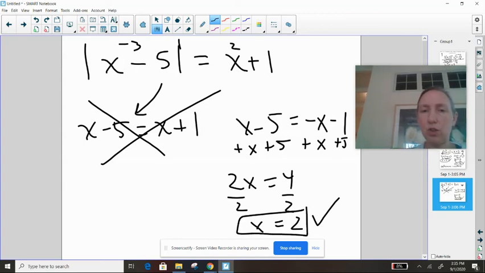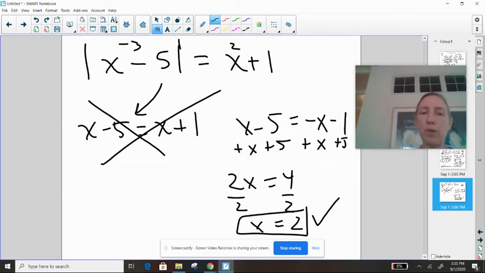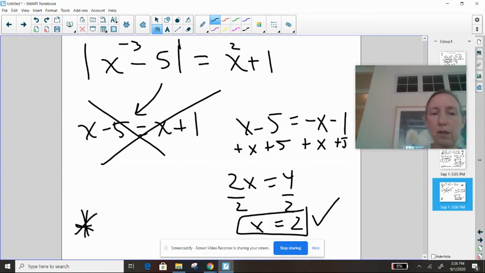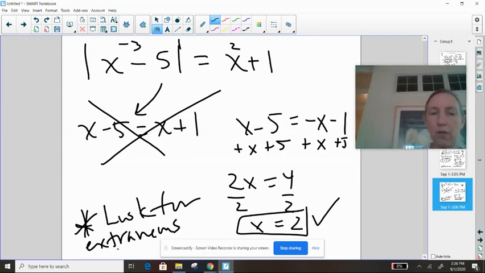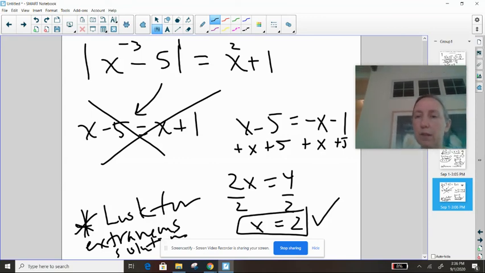Are you supposed to say 2 and NRS? No. NRS means there isn't a solution. If 2 is an answer, then that's an answer. So they can get a little tricky, but remember that the rule is look for extraneous solutions. When do you do that? Whenever you have absolute value with variables on both sides.